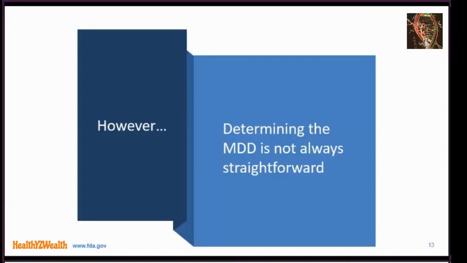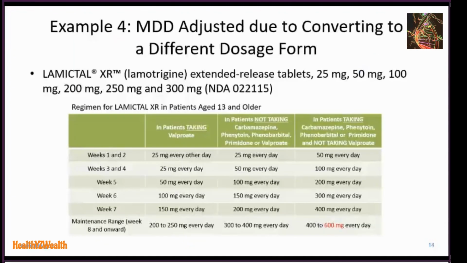Determining the maximum daily dose is not always straightforward, as we saw in the previous examples. So let's walk through some complicated examples together. And these are just some examples where the language or information is not clear in a product labeling. For Lamictal XR extended-release tablets, the dosage and administration section of the labeling is about 6 pages, but I'll just highlight some of the relevant information.